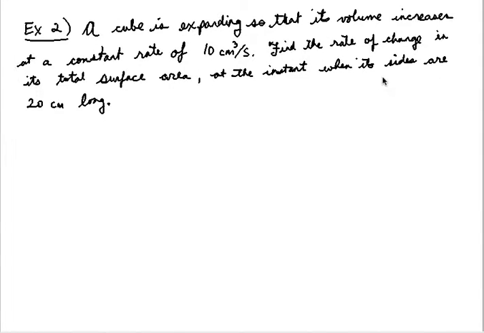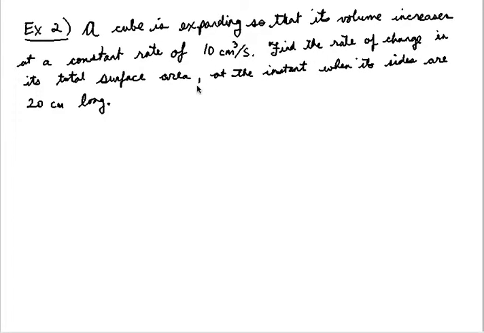Okay, let's think. What are we asked to find? We're asked to find the rate of change in the total surface area. So that's a rate of change, so that's a derivative of the total surface area. So there's a key right there. I need to find the total surface area, and then I'm going to derive that to find dA/dt.